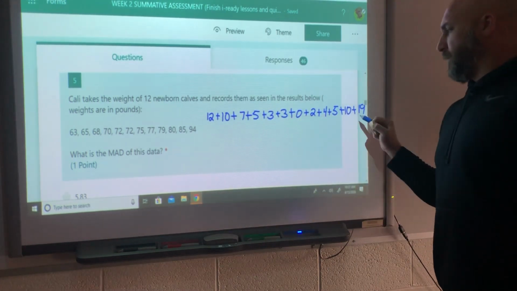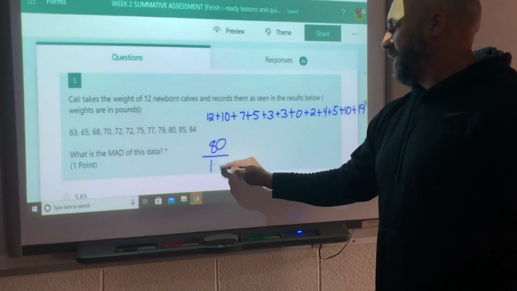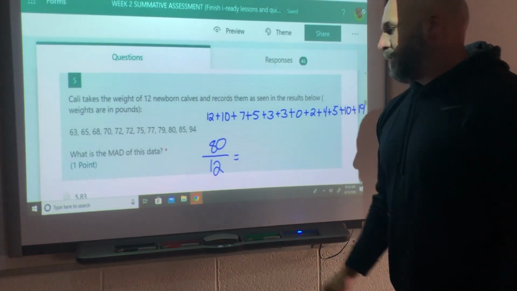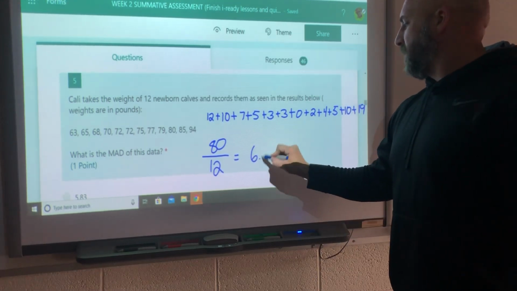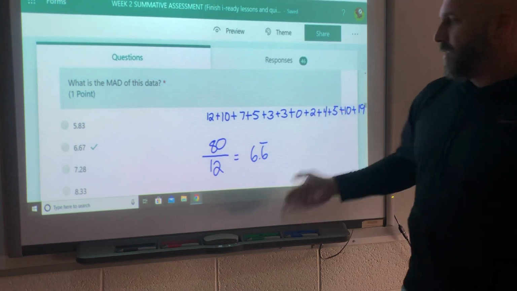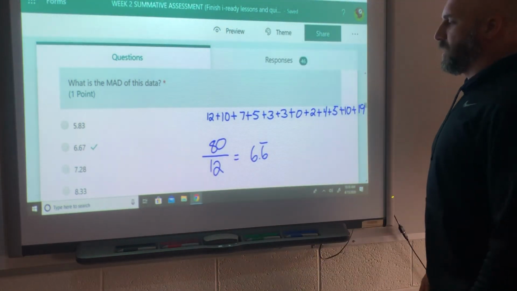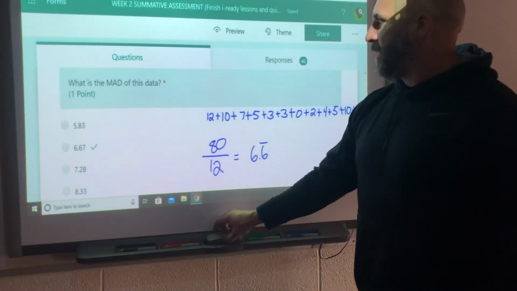Again, the total of all those will give you 80, divided by the 12 that are there. And you should get 6.6 repeating in your calculator, which when you look at your answers, this is rounded to the nearest 100th, so 6.67 is going to be the answer that you wanted.